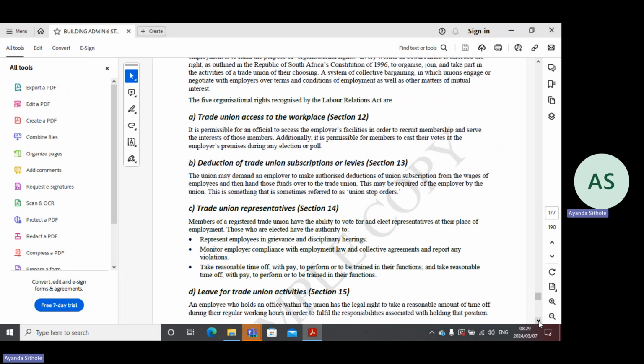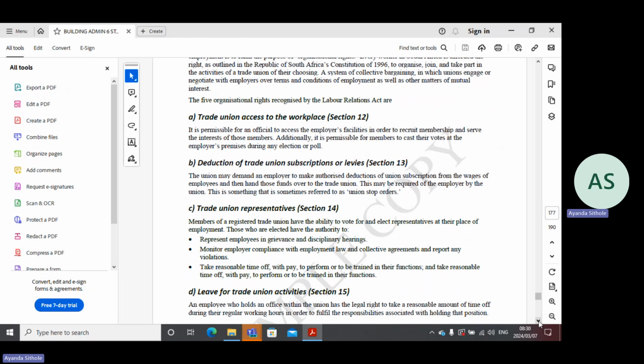So guys, whenever you join these parties, just know that you will pay for them. So the deductions are made from your money, your salary. So if you join, they take it from your salary so that they're able to pay this union. And then we have trade union representatives.